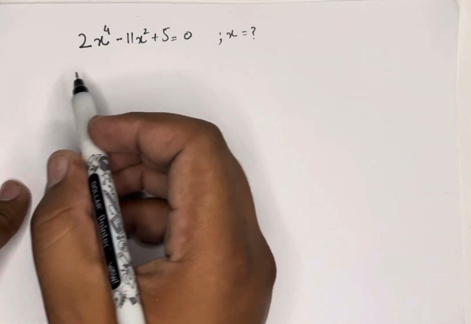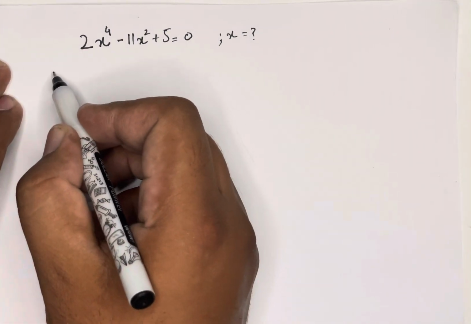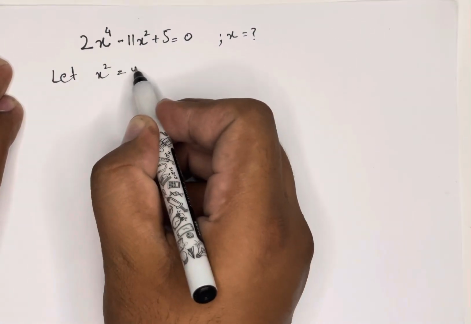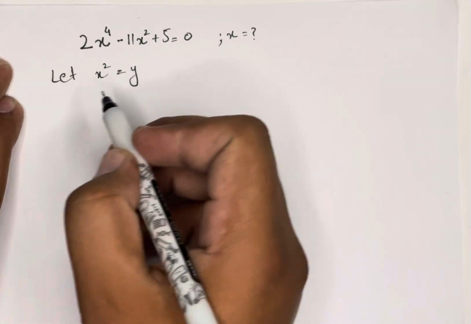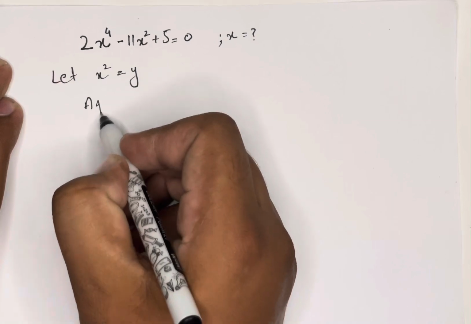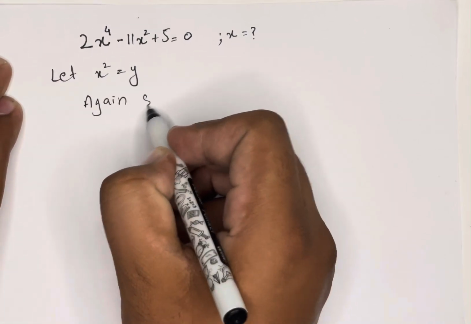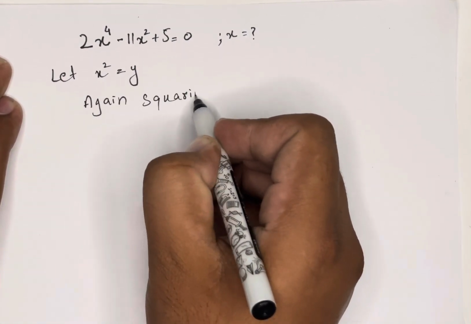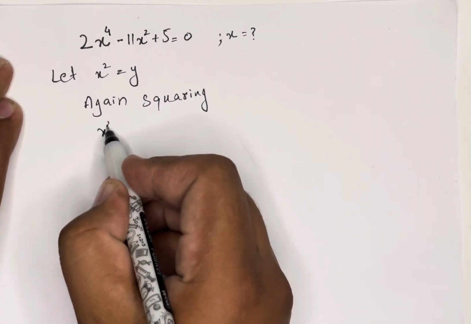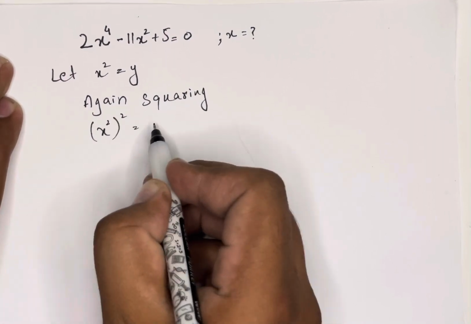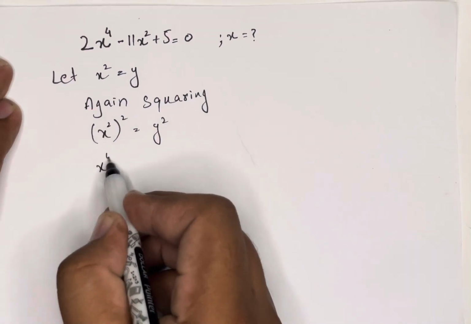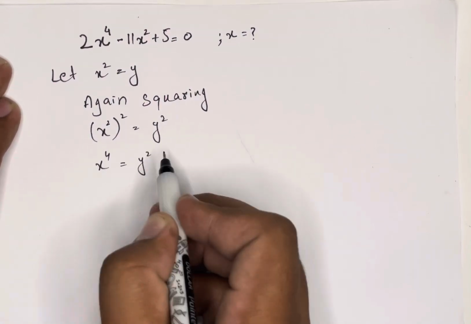So let's start. First of all, I am going to let x square is equal to y. I am assuming x square is equal to y. Now again squaring, x square is equal to y square. So I can say x to the power 4 is equal to y square.